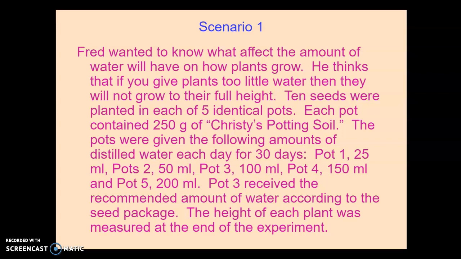He thinks that if you give plants too little water, then they will not grow to their full height. 10 seeds were planted in each of 5 identical pots. Each pot contained 250 grams of Christie's potting soil. The pots were given the following amounts of distilled water each day for 30 days. Pot 1, 25, pot 2, 50, pot 3, 100, pot 4, 150, and pot 5, 200 milliliters. Pot 3 received the recommended amount of water according to the seed package. The height of each plant was measured at the end of the experiment.